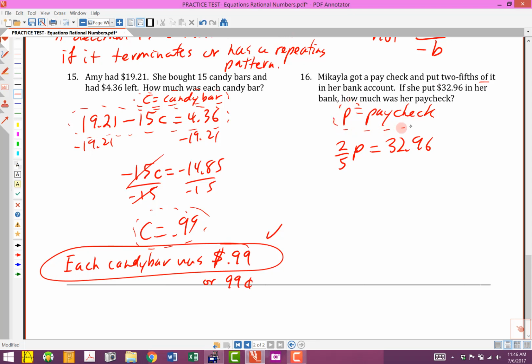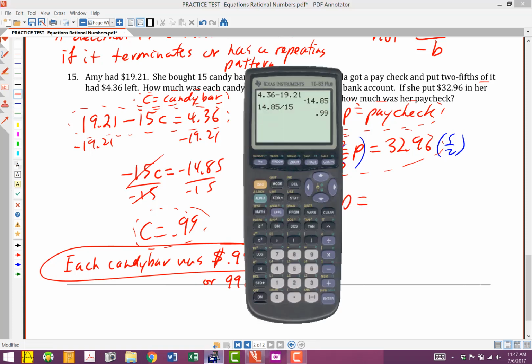So we've got the variable, we've got the equation, and now we'll just solve the equation. So when we solve that equation, we're going to multiply both sides by the reciprocal. So that's going to be 5/2 here and 5/2 here. Those are going to cancel, so we're going to end up with P over here, and then we'll do this part on the calculator. So we'll do 32.96, and then we'll times that by 5 divided by 2. If you wanted to do 2.5 or something like that, that would be totally okay, but I've typed it in so that it looks a bit like a fraction. We end up with 82.4.